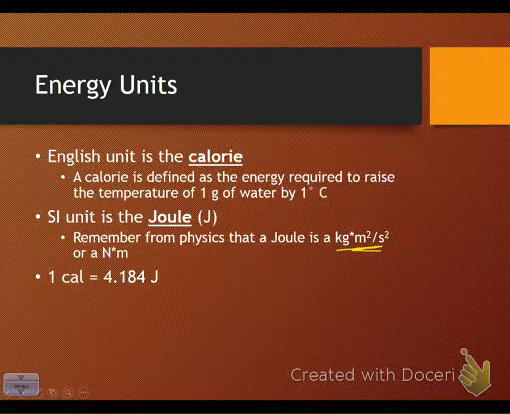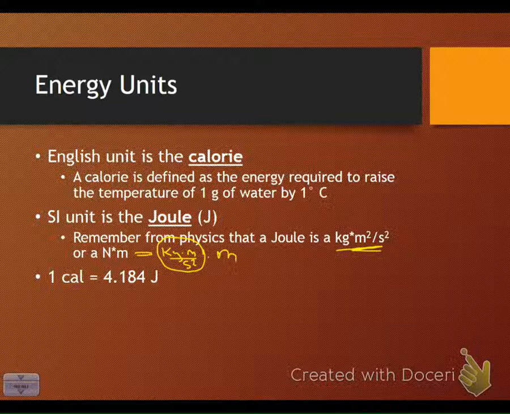Kilogram times meter squared over second squared is another way to write that. So kilogram times meter squared over second squared would also be a viable way to express this. This term here, kilograms times meter over second squared, that's also a Newton. So that's where N comes from. And that's from physics. You did that when you multiplied m times g to find the weight, for example.